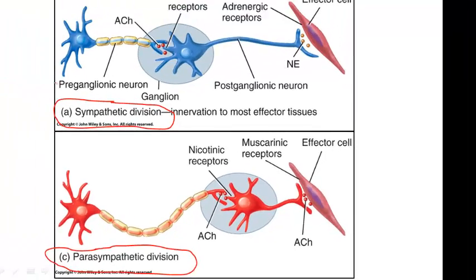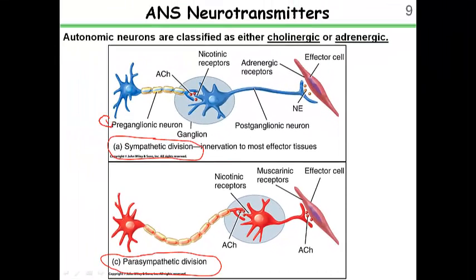So again, we have preganglionic and postganglionic up here using the sympathetic, and the same down here, we have a pre and postganglionic neuron. Notice the effector cell. This effector cell could be the exact same cell. This cell could be the same effector organ. It could be a heart. And we've got sympathetic neurons going to it and parasympathetic neurons going to it.